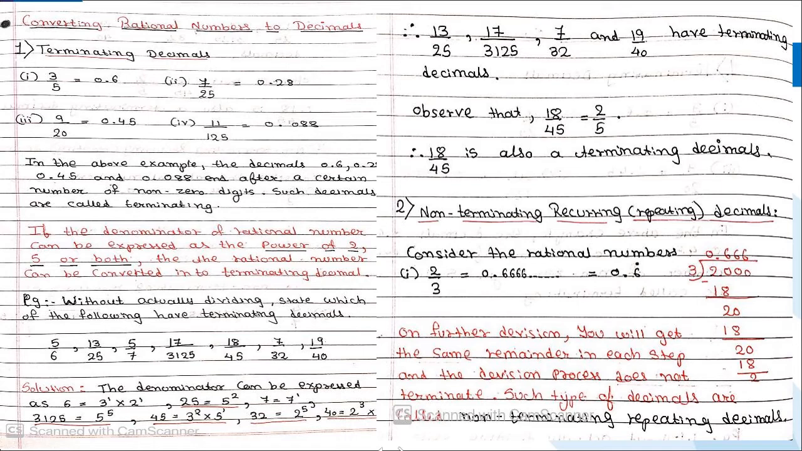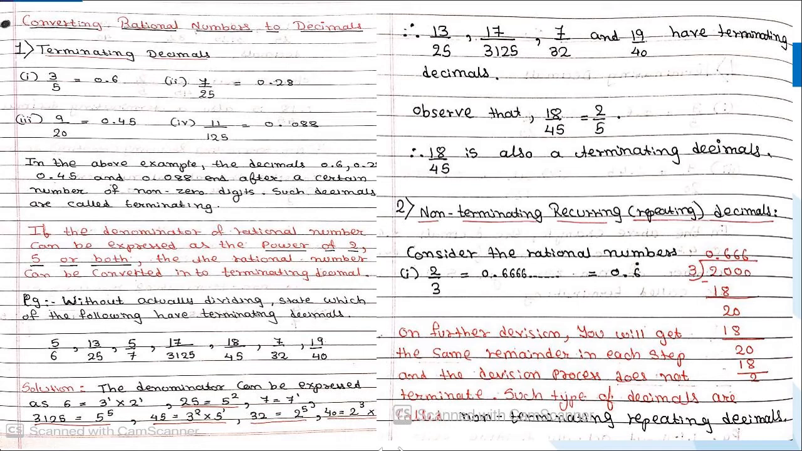Next, 18 upon 45. The denominator 45 I have expressed as 3 square multiplied by 5 raised to 1. Now students, the rule is there should be nothing other than the power of 2 and 5. And here there is something which is in the power of 3. So you can say that this is not possible, you can't convert it into a terminating decimal. But if you observe the right hand side of my explanation, I've written 18 upon 45 is also a terminating decimal.